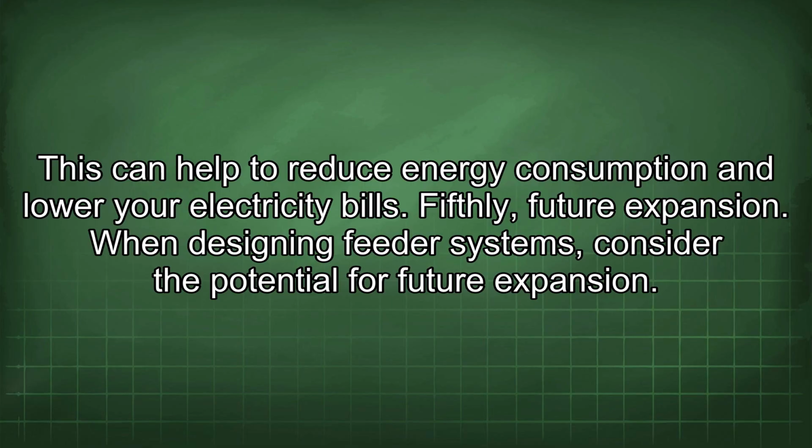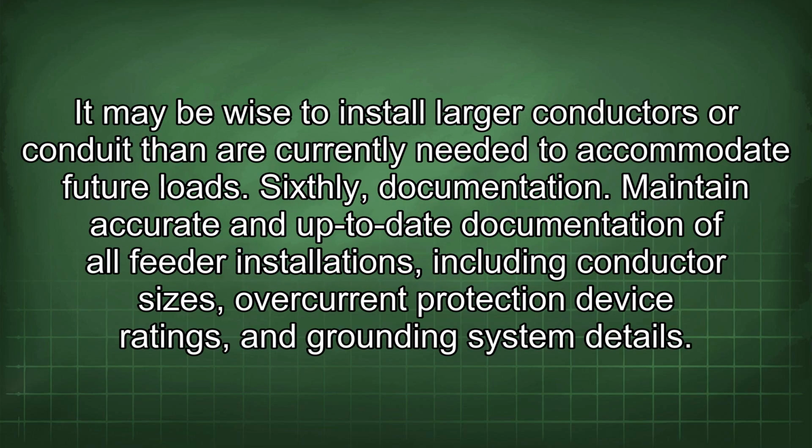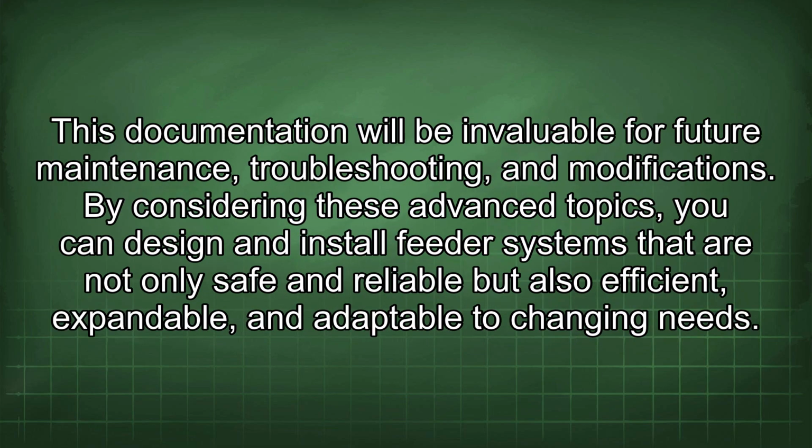Fifthly, future expansion. When designing feeder systems, consider the potential for future expansion. It may be wise to install larger conductors or conduit than are currently needed to accommodate future loads. Sixthly, documentation. Maintain accurate and up-to-date documentation of all feeder installations, including conductor sizes, overcurrent protection device ratings, and grounding system details. This documentation will be invaluable for future maintenance, troubleshooting, and modifications.